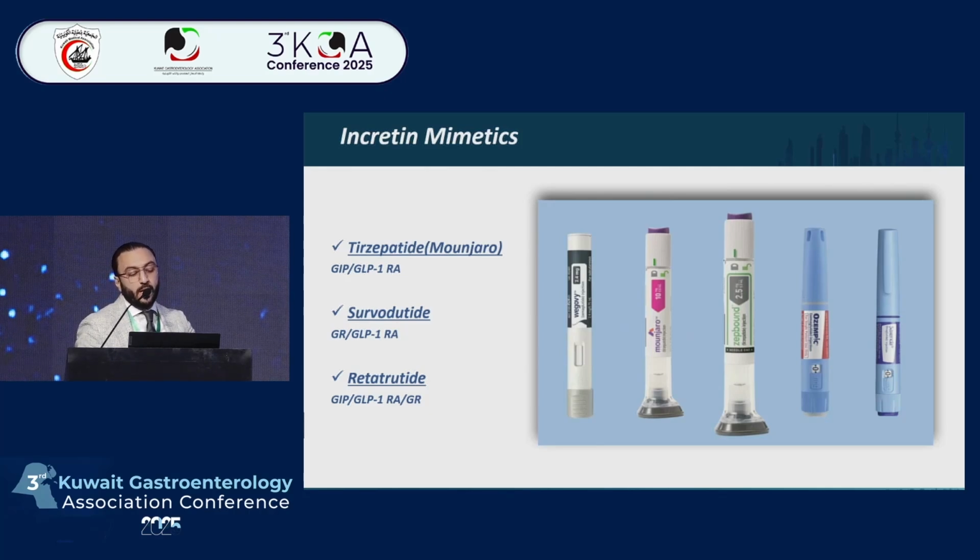Mounjaro, which is the dual GLP-1 receptor analog and GIP analog, has been studied extensively in the SYNERGY trial, which shows a reduction in fibrosis in at least 50%. The second incretin mimetic, survodutide, is still in phase 2 trial. It's also a dual agonist. The third one, the one I think will make a revolution and will beat bariatric surgery, is the triple analog, retatrutide, still in phase 2 trial.